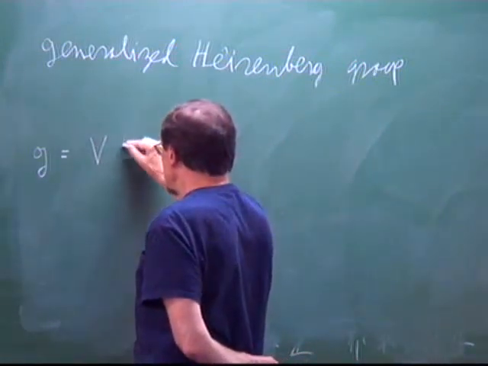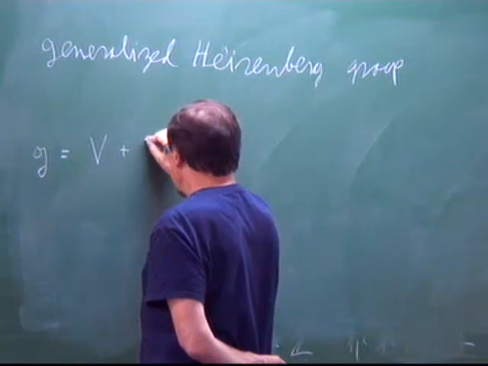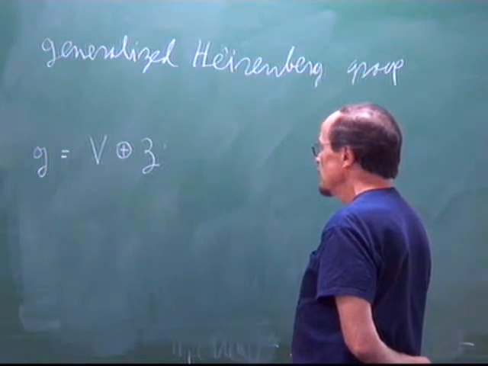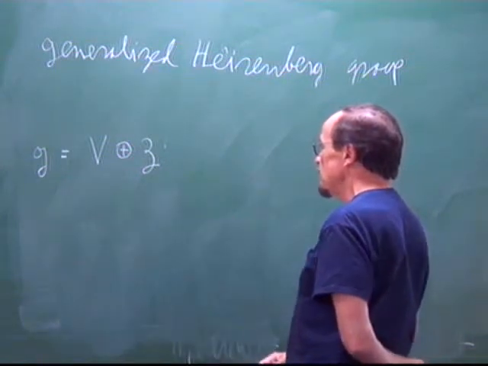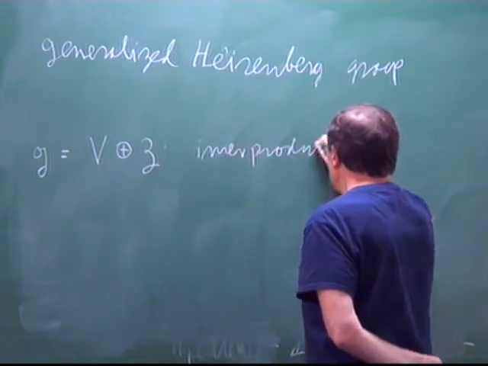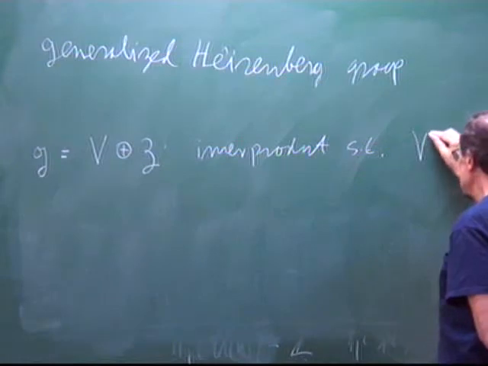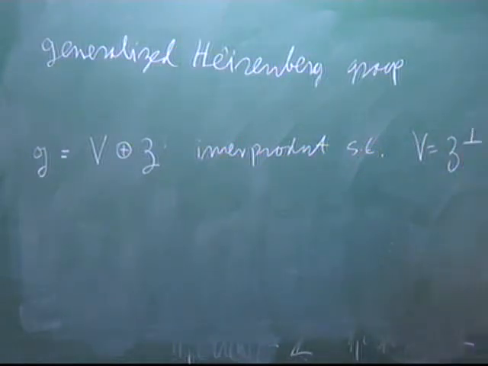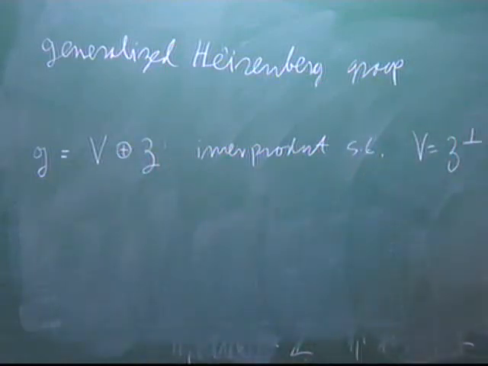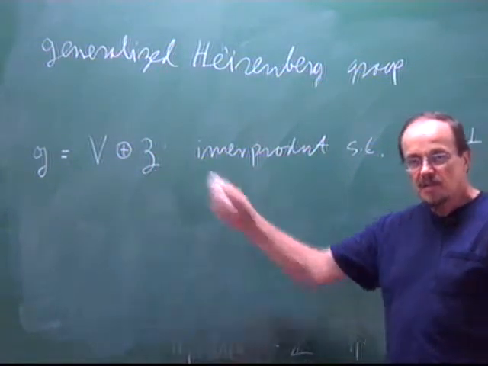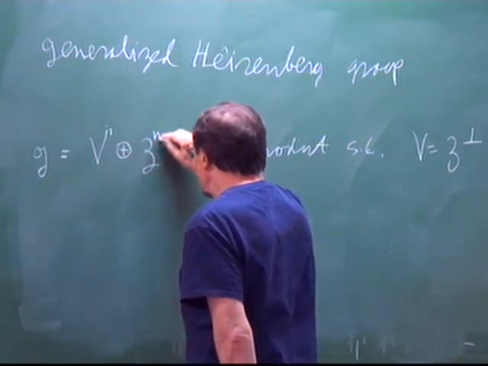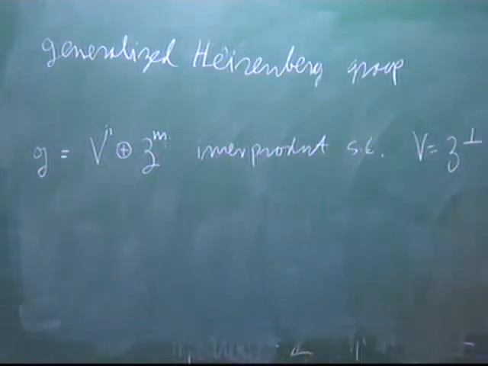I take a vector space plus what's going to be the center of the Lie algebra G. But let me just call it Z right now, with an inner product, such that V is the orthogonal complement of Z. So it's a little bit easier to express now in terms of inner product. And now Z is not one dimension, but it's just a vector space, an n-dimensional vector space. This has a certain dimension n that can be generally arbitrary.